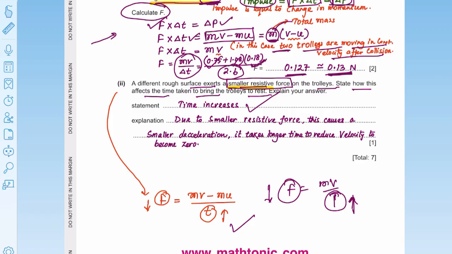And what is the explanation I have taken? Due to the smaller resistive force, this causes a smaller deceleration, and it takes a longer time to reduce the velocity to 0. Got it? So yes, this is the answer for this question.